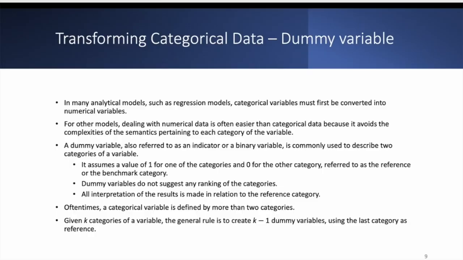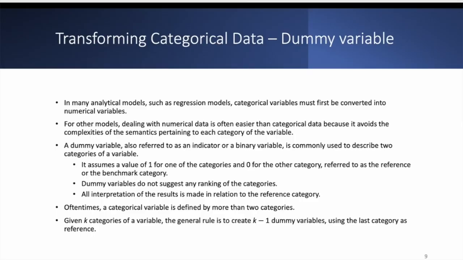For example, we can define a dummy variable to categorize a person's sex using 1 for male and 0 for female. So using females as the reference category. Dummy variables do not suggest any ranking of the categories. So without loss of generality, we can define 1 for female and 0 for male. So you can switch, but you're the one who's going to decide which one is going to be the reference category. All interpretation of the results is made in relation to the reference category.